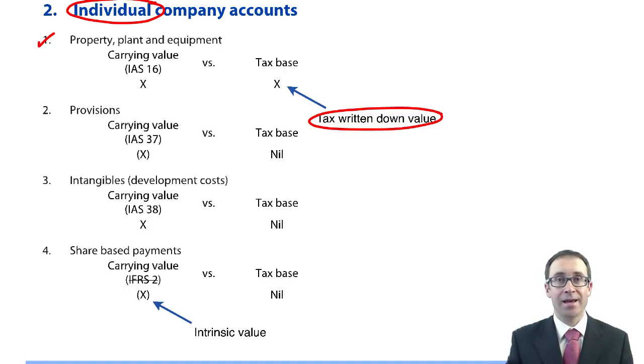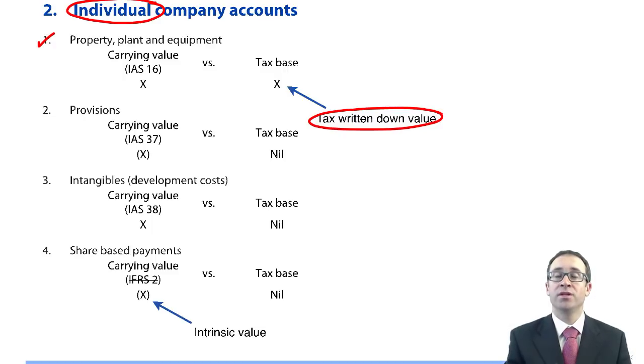Okay, excellent. Let's move on and have a look at some other scenarios in the individual financial statements that give rise to deferred tax that you could previously have done at F7, but you tended not to see them at F7. It was just more PPE, wasn't it? So what we've got now are provisions. Provisions are governed by IAS 37.